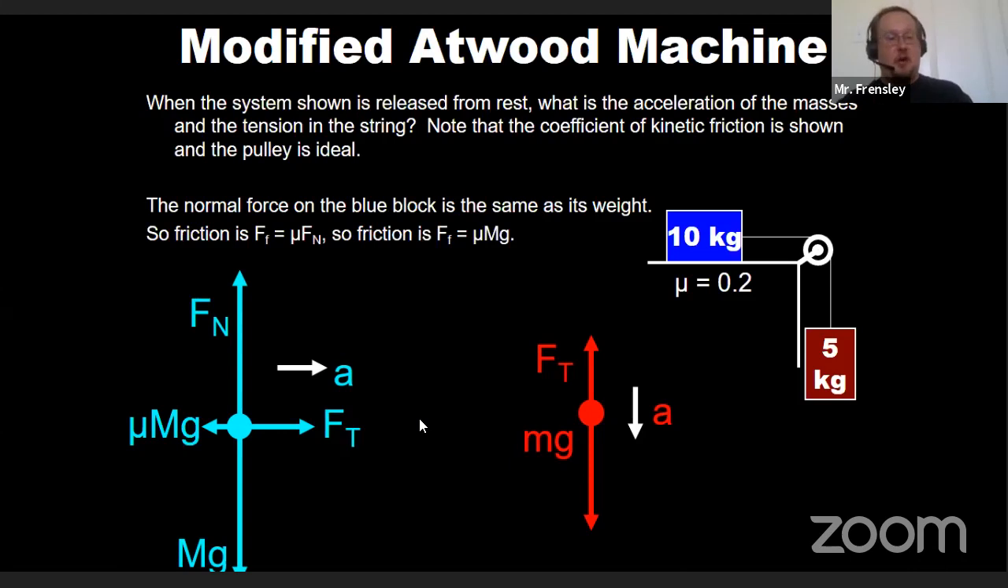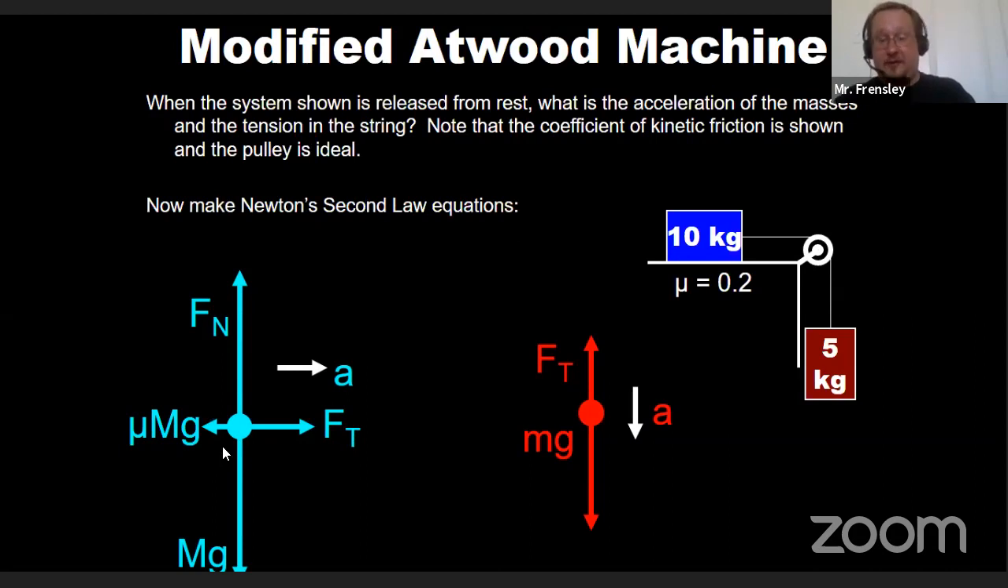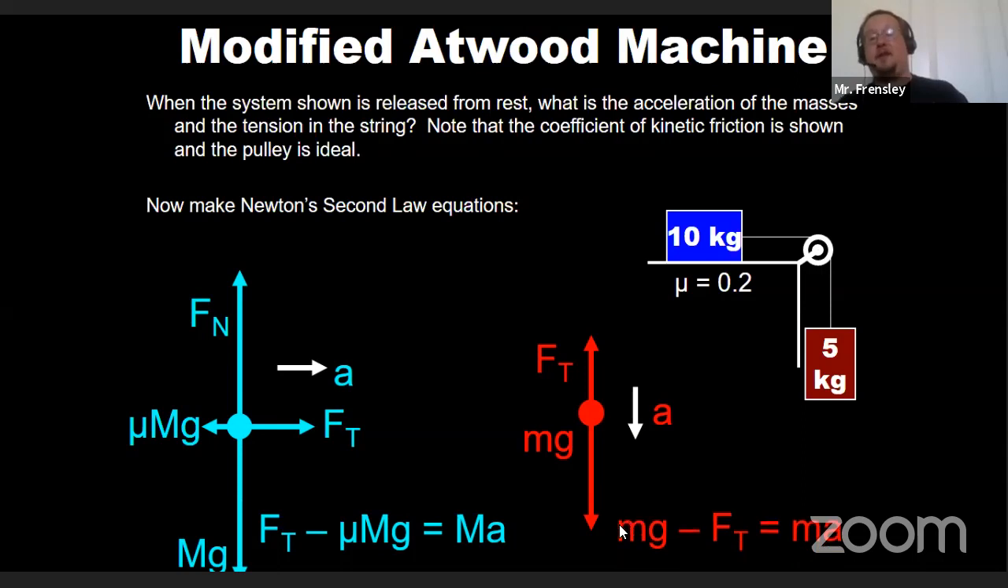So I'm going to change this. Notice I changed the friction into mu times the normal force. And the normal force, if you're on a flat surface with no other vertical forces, is equal to mg. So I'm going to come up with an equation for the 10. The tension helps the acceleration, minus the friction, mu mg, which holds back the acceleration, equals ma. For the red block, I'm going to say that the little mg helps it accelerate. The tension holds it back, equals ma.